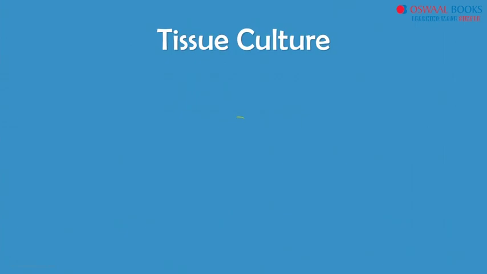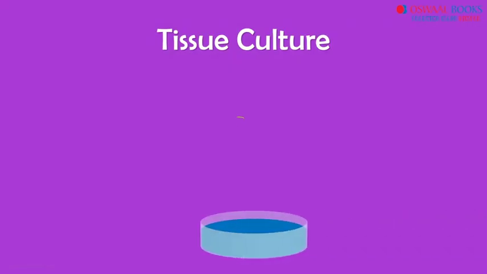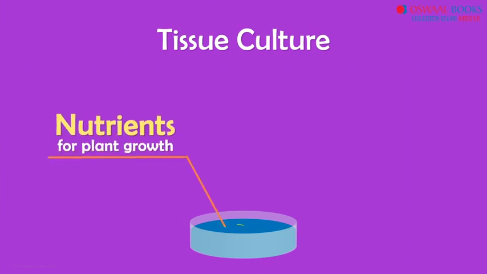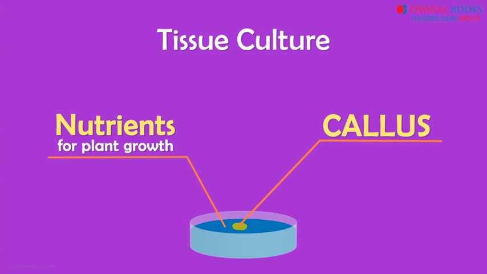What happens in this type of reproduction? Once a small piece of the tissue is taken, it is placed in an artificial medium. What does this artificial medium contain? Well, it contains nutrients required for the plant growth. Do you know what happens in that small tissue in a few days' time? The cells divide rapidly and they form a small group of cells. This group has a fancy name and it's called the callus.